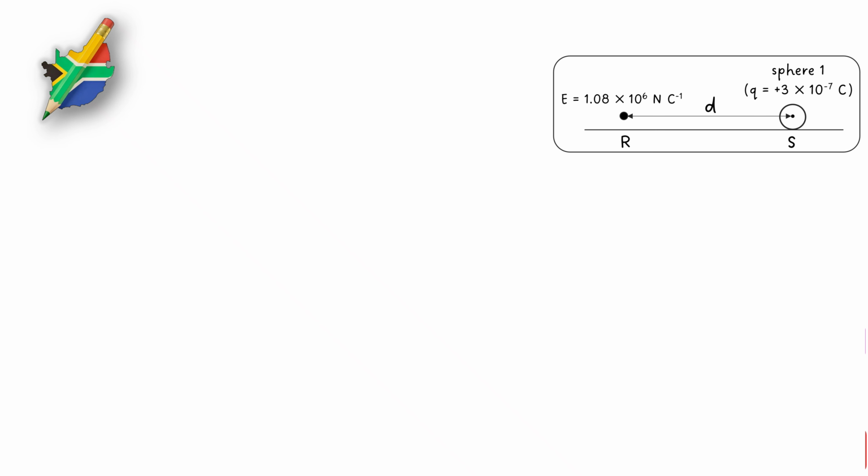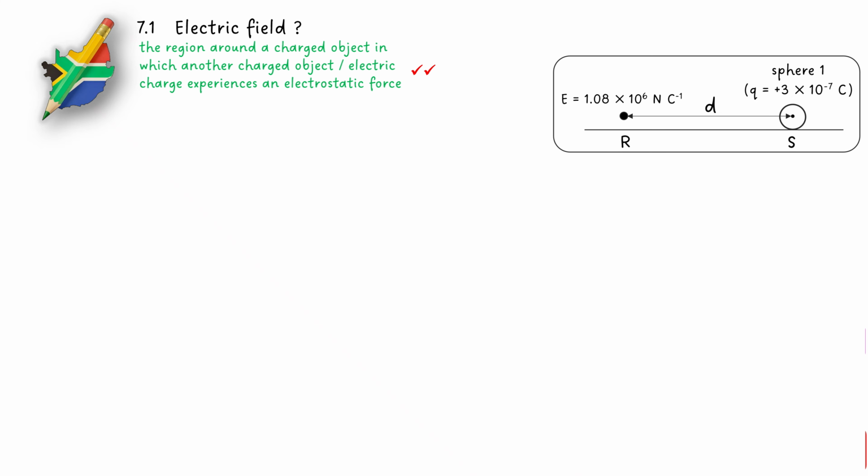We will call that point R, and we are told that the electric field at point R is 1.08 times 10 to the 6 newtons per coulomb. First, we are asked what an electric field is. It is a region around a charged object in which another charged object experiences an electrostatic force. Then we must draw the electric field diagram resulting from the charge on the sphere.